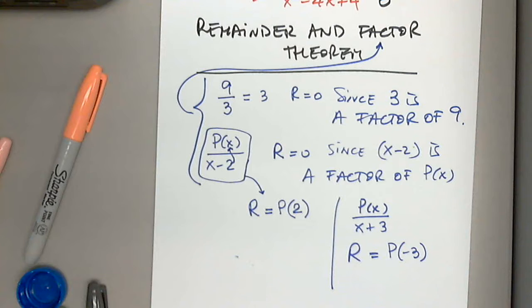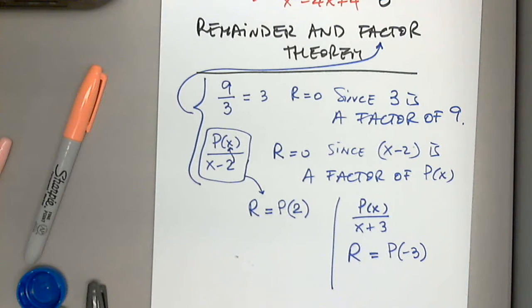And how do I determine that? It's connected to the remainder theorem. So how would I find the remainder? By simply plugging in 2. That's the remainder theorem. So if I have a polynomial and I divide it by x plus 3, the remainder will be p of negative 3. If this happens to be 0, then x plus 3 is a factor of p of x, or p of x is divisible by x plus 3.